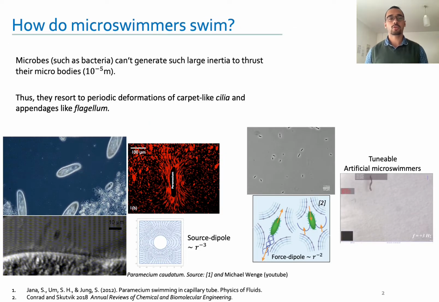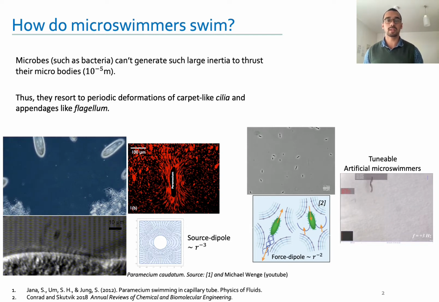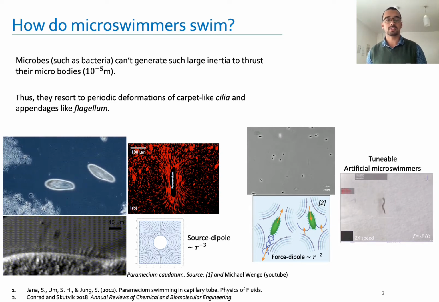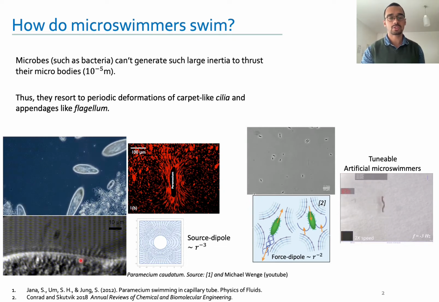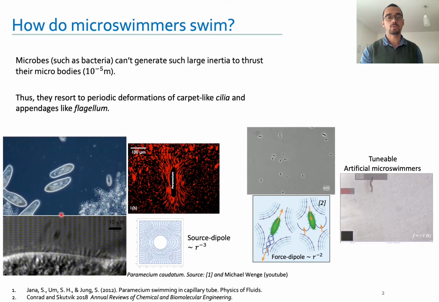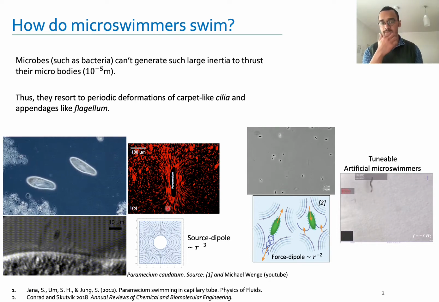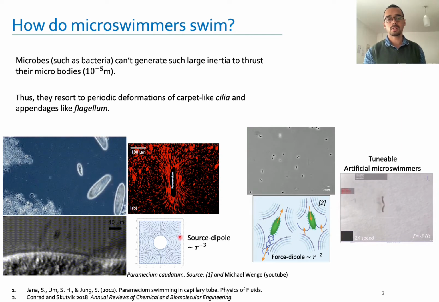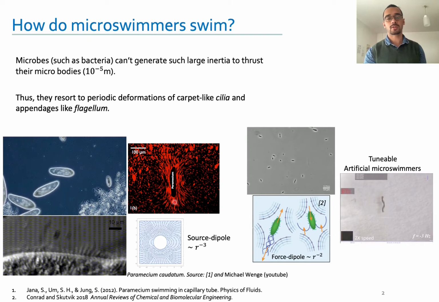So small microbes like bacteria cannot generate large thrusts like us while swimming. To propel their bodies, they resort to periodic deformations, such as this carpet-like structure over their body. They deform it in order to move themselves forward. During this process, the flow field that they generate reminds us of a source dipole, provided that the density of the fluid matches that of the microorganism.